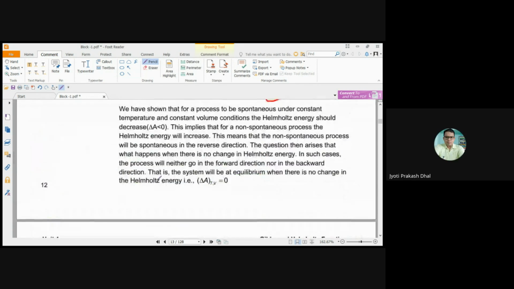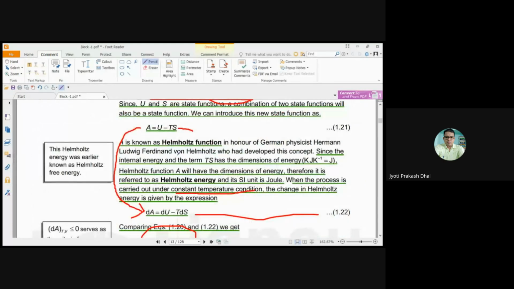Del A, we already discussed here, that is called the Helmholtz function. A is a new function. As a criterion for a spontaneous process, we defined a new function, that is called the Helmholtz function. And since its value comes in units of energy, it is called the Helmholtz energy. So that is called A, and A is also a state function. So del A is the Helmholtz energy change between the two states.